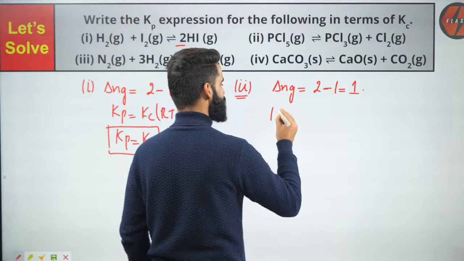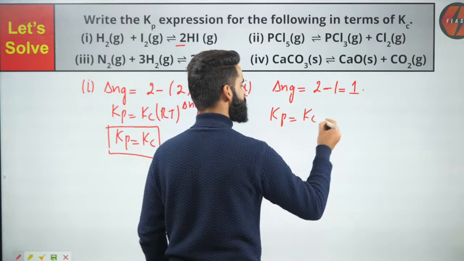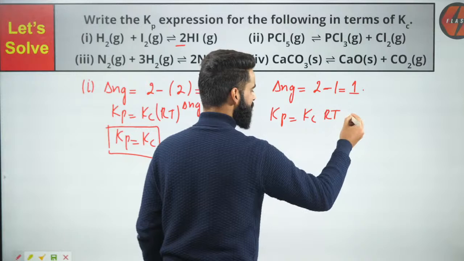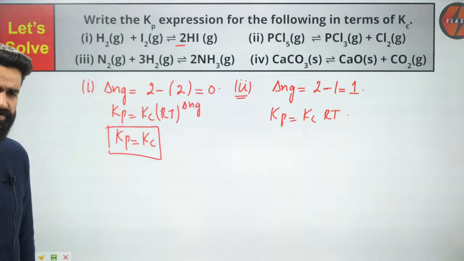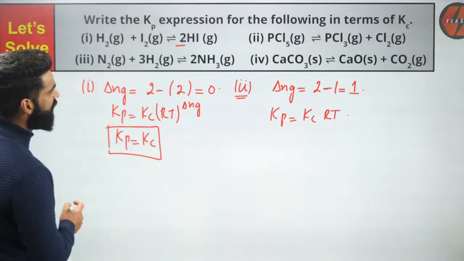Now people, you can write the Kp relation. Kp will be simply equal to Kc multiplied by RT to the power 1. Yes, this will be the expression for Kp in terms of Kc. What about the third reaction, guys?